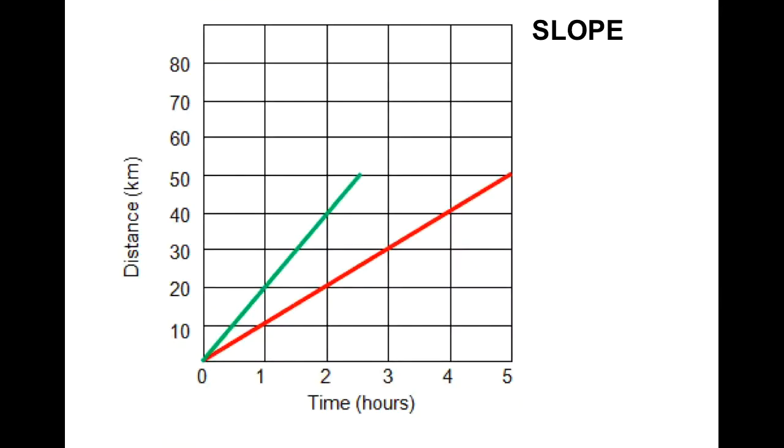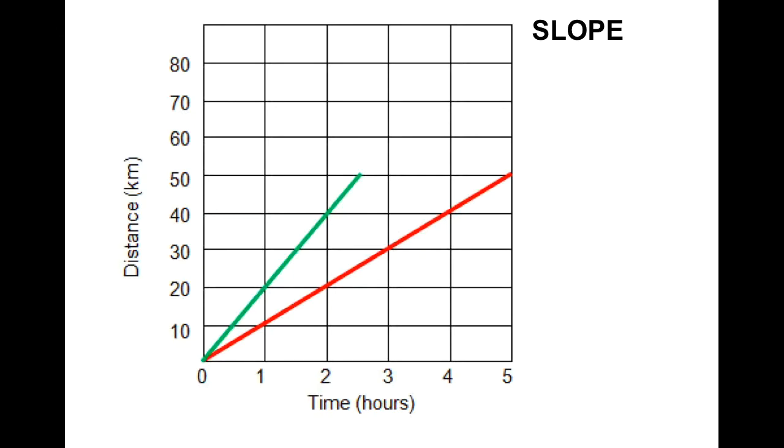Another thing that is important when interpreting graphs, especially distance versus time, is to look at the slope of the line. The slope can be defined as how steep a line is. In this graph, the green line is more steep, and the object there is traveling at a faster rate. You can see in the green line, the object went 20 kilometers in 1 hour, versus in the red line, the object went 20 kilometers in 2 hours. Therefore, the red object is going at a slower speed.